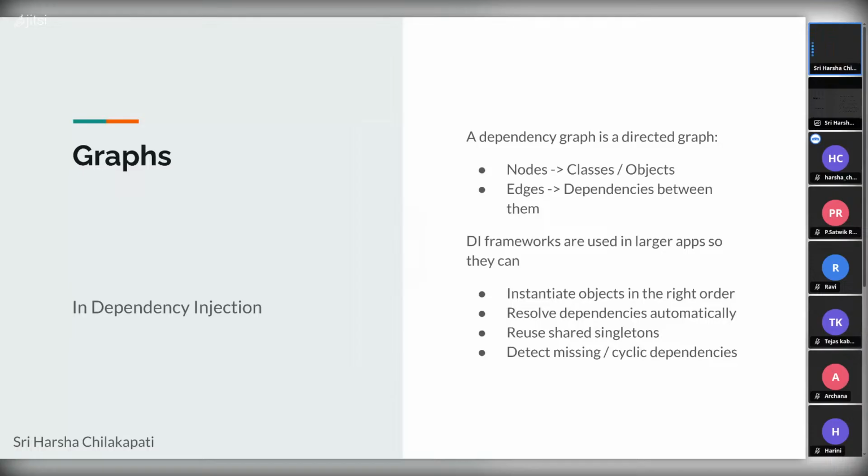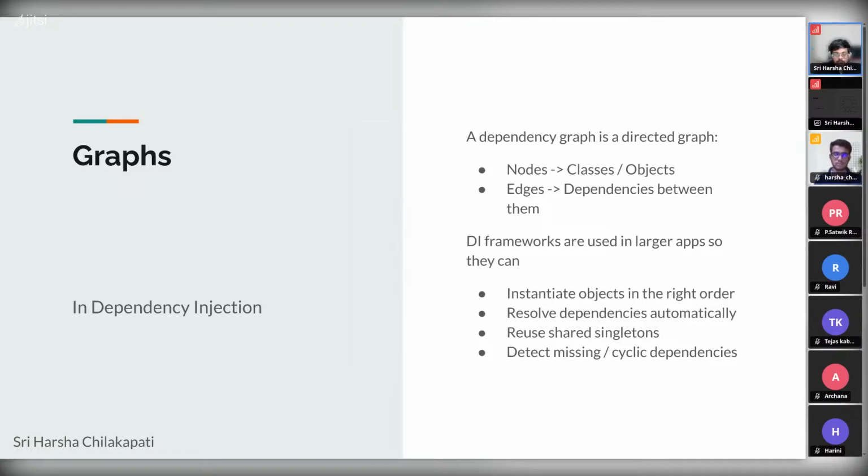And dependency frameworks are used in very large apps. For smaller apps, they don't make much sense. You can manually do stuff. But the larger your app gets, without dependency injection, it will be a very tough job to manage everything. So why do we use that?